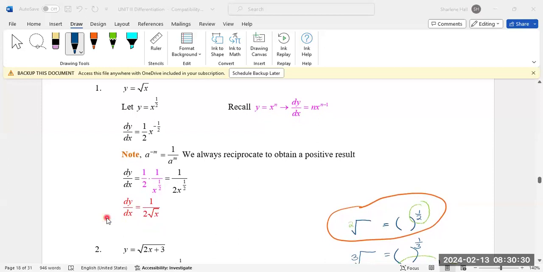I have one projected for you. y equals the root of 2x plus 3. Try that one for me.